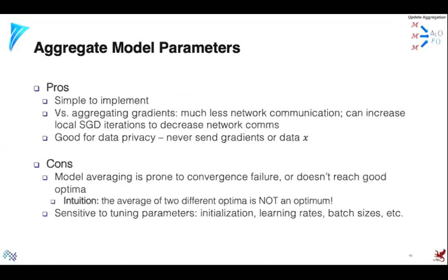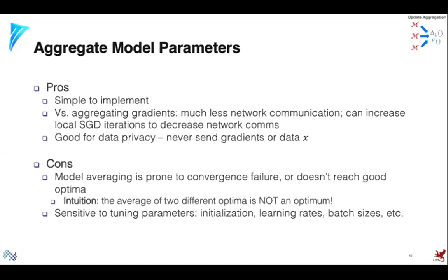So now, why would we choose to aggregate model parameters rather than gradients? It seems a little unusual, and indeed, it does have some drawbacks you need to pay attention to. Well, aggregating and averaging model parameters is simple to implement and uses much, much less network communication. Instead of sending one gradient for every data sample, you just send the entire model across after you've done many epochs of SGD. Sounds too good to be true, right? And it's really great for privacy as well. But it is very prone to convergence failure.